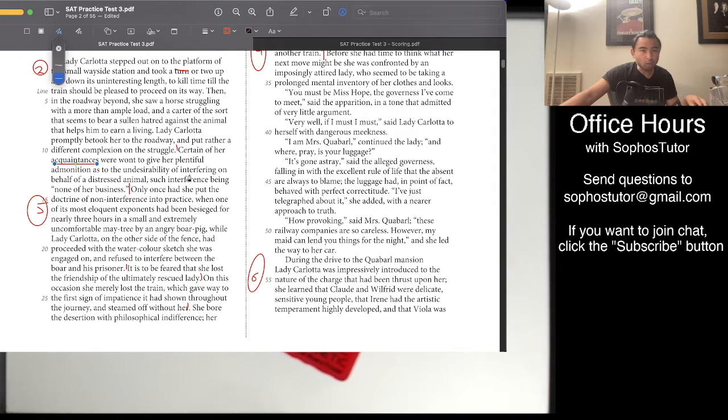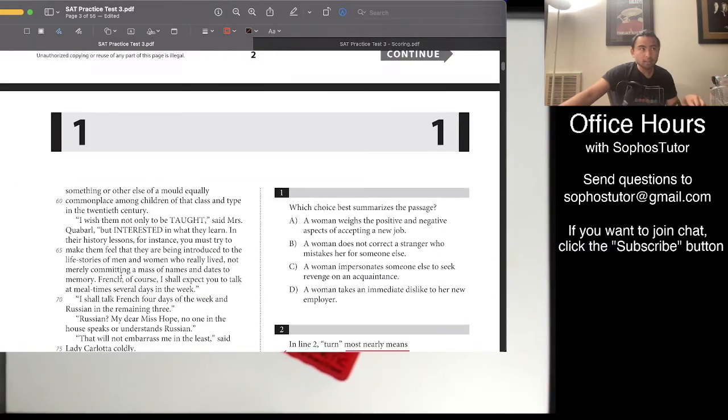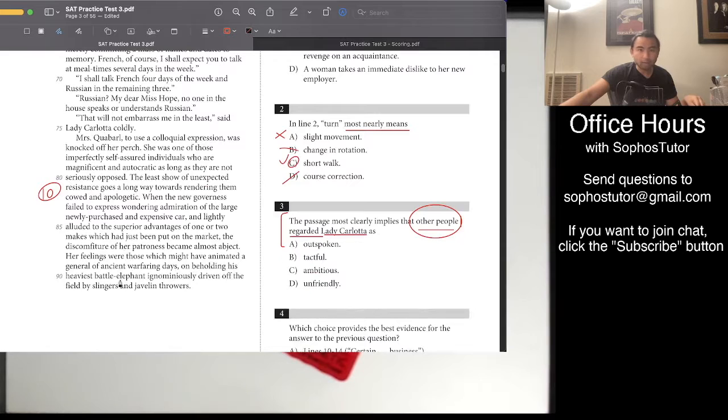Now remember, Lady Carlotta wants to interfere on behalf of distressed animals. They are saying that she should not. Okay. Because it's none of her business. All right. So other people think Lady Carlotta gets into other people's business. So what type of person would get into other people's business? Outspoken people? Maybe. I don't know if that's how I would put it, but it's possible. Tactful people? No. Tactful means that you're polite and proper. Getting in other people's business is not tactful.